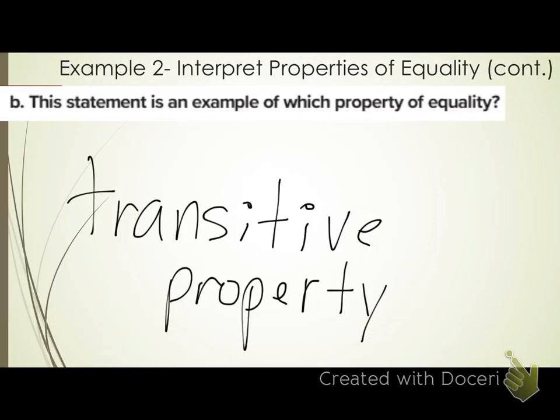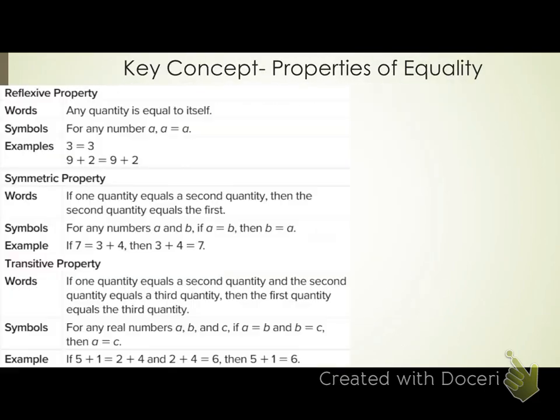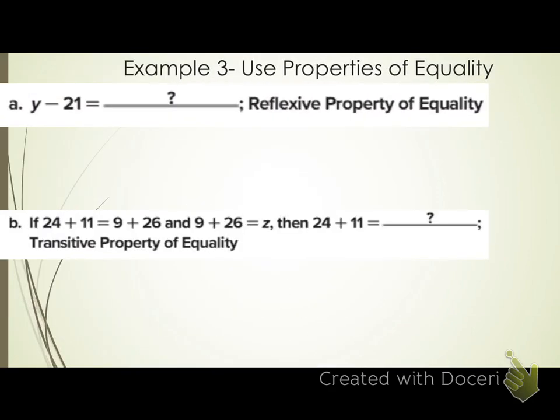So, which property does it want us to use here? Reflexive. So if I go back to reflexive, it's any quantity needs to be equal to itself. So I need something to be equal to itself. So for letter A, what do I need to fill in the blank to make it the reflexive property? Y minus 21. Y minus 21, the exact same thing. So I want to say y minus 21 equals y minus 21. This quantity equals itself. We okay with that? Letter A.